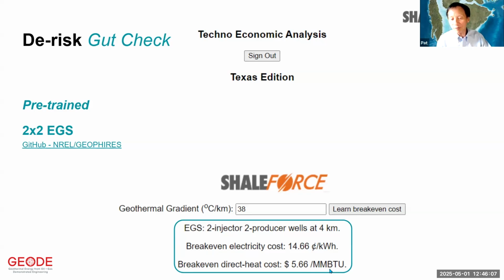Now, the important thing is that you can think of this like the natural gas price and for power. So if you think Henry Hub is about $3, well, it looks like it's not very competitive. But I also want to say this is the levelized cost of energy, which is over the life of the project.